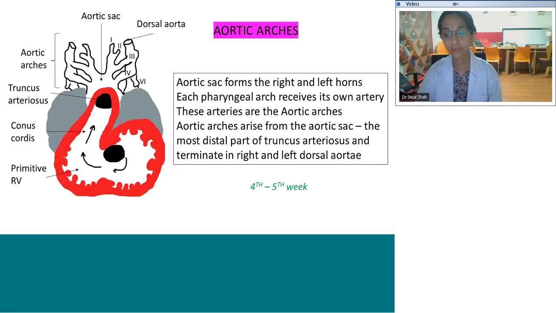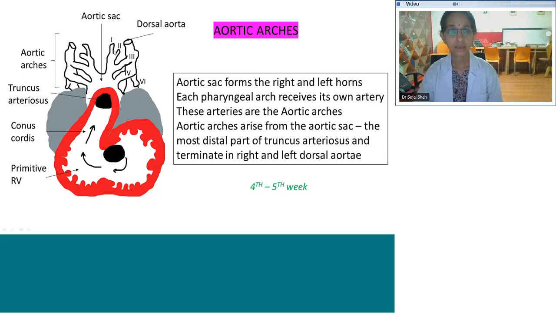Now this is the end of the conotruncal development, and now we will see a little about aortic arch development, which happens around the 4th to 5th week of gestation again. Here is the coronal section of the embryo at 4th week, and we can see this is the AV canal opening, which is a single opening. This is the left ventricle, this is the left atrium and the right atrium. This is the primitive right ventricle, the conus cordis, the truncus arteriosus, and cranial to that, the truncus arteriosus is attached to the aortic sac.